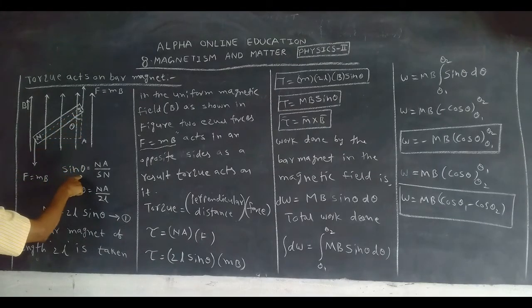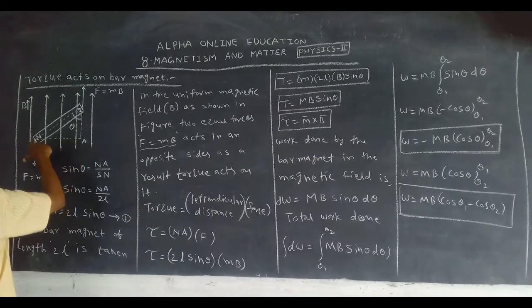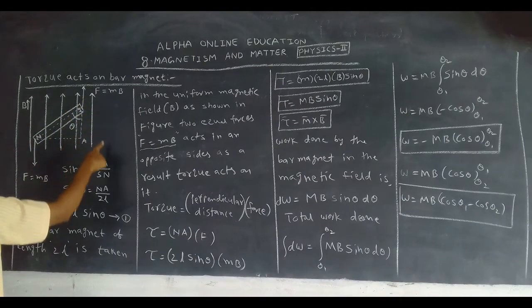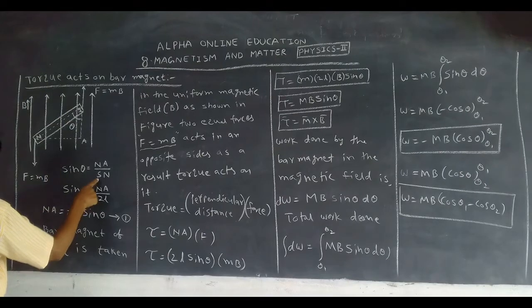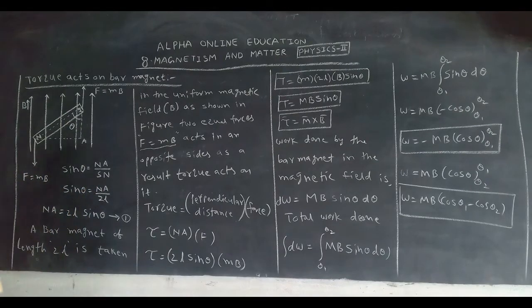Now what is sin theta from the figure? Opposite side by hypotenuse, that is NA by SN. SN is the length of the magnet, that is 2L. So sin theta is equal to NA by 2L. NA is equal to 2L sin theta. Let us take this as equation 1.